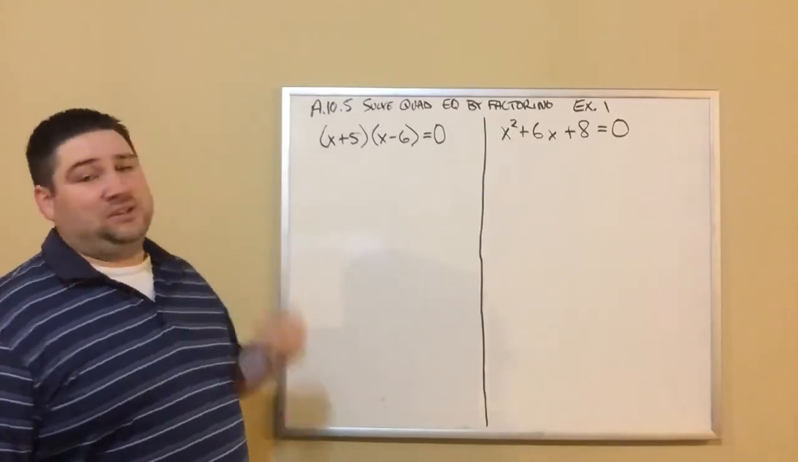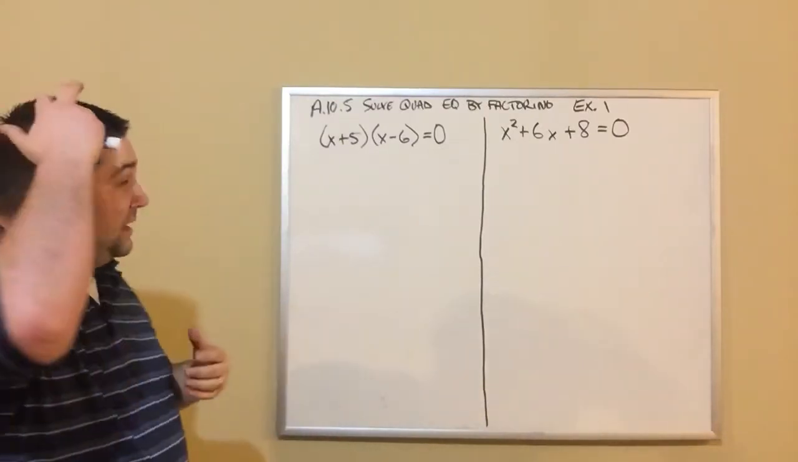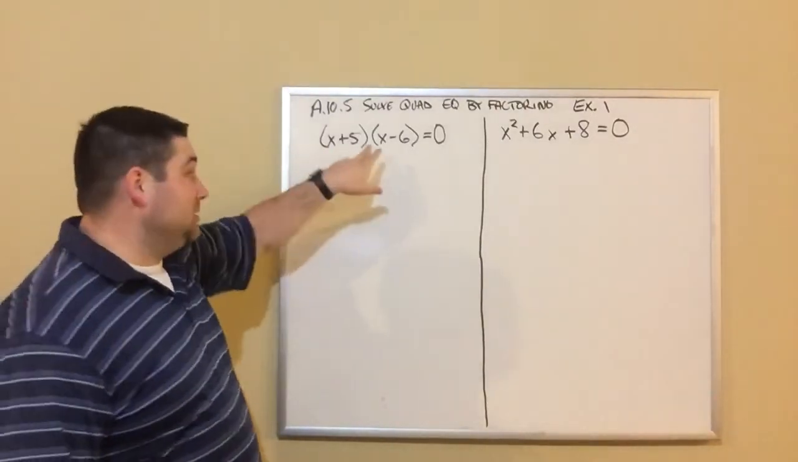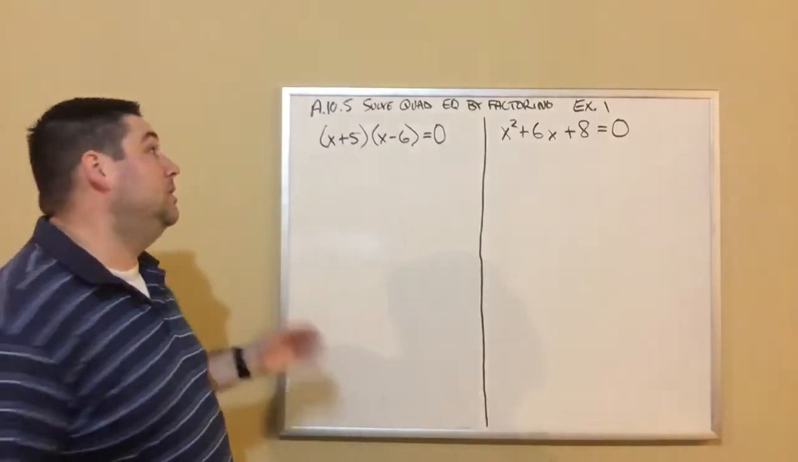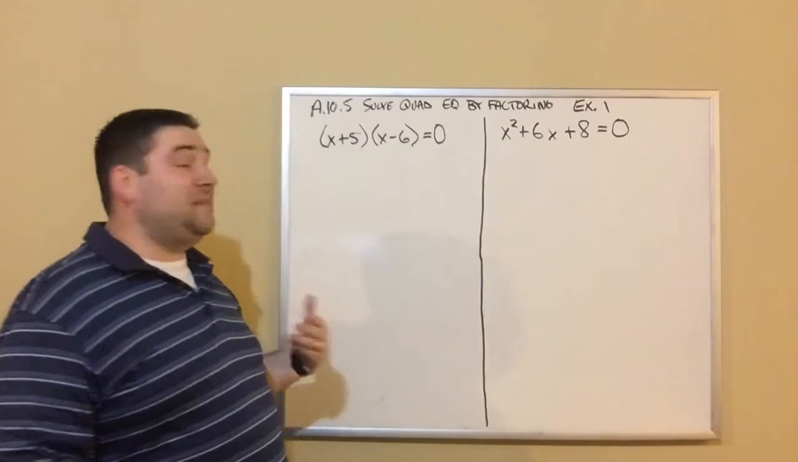So our first example is actually already factored. We didn't need to factor it. It was factored because I want you to kind of understand the concept of what we're doing here. So we got two binomials that are being multiplied by each other and equal 0. So x plus 5 is our first binomial, x minus 6 is our second binomial, and they equal 0.